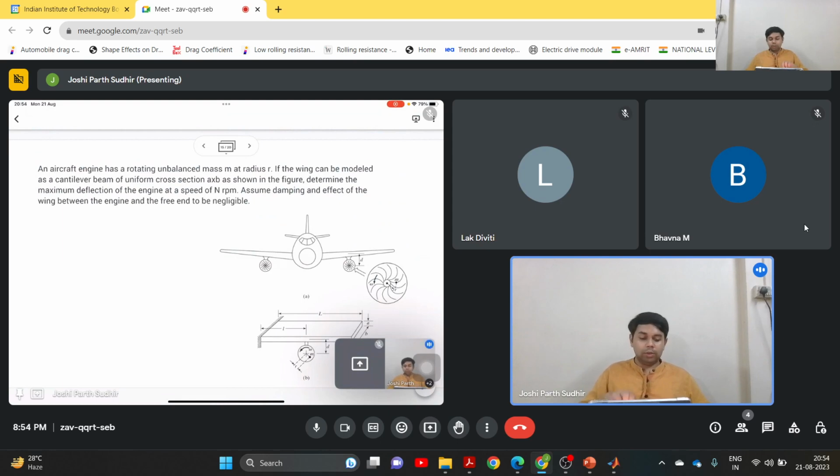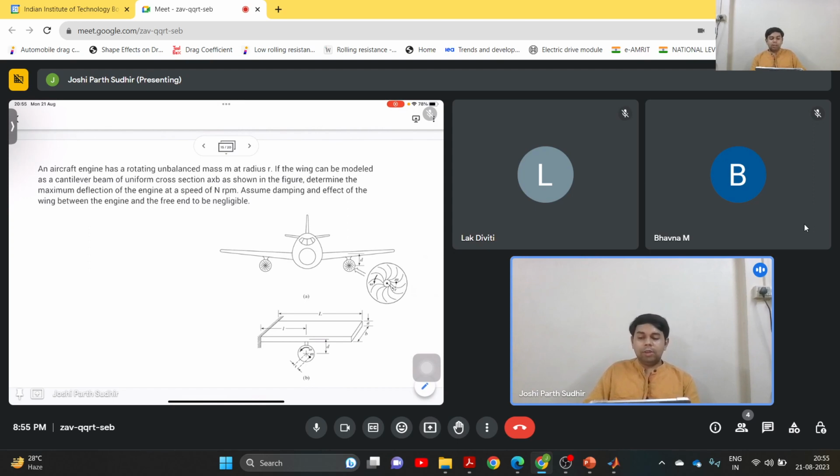So let us look at this example. Let us say we have an aircraft engine, and it is given that it has a rotating unbalanced mass, small m. It is given in this figure that in one of the turbine blades, let us say we might have some kind of an eccentric mass, small m, and let us say the engine is rotating at a velocity omega.